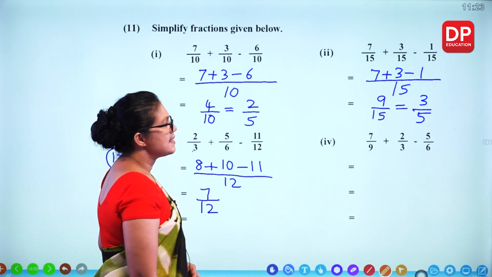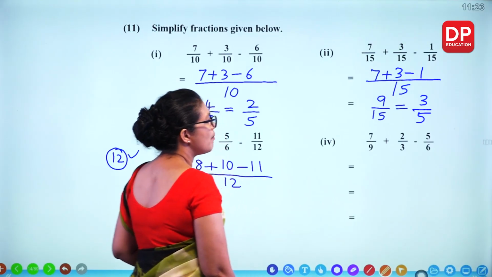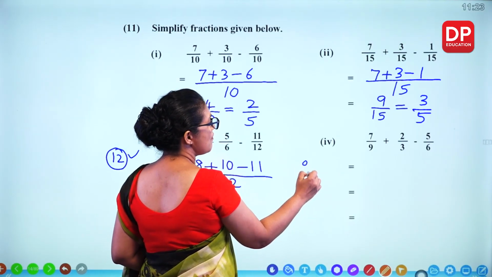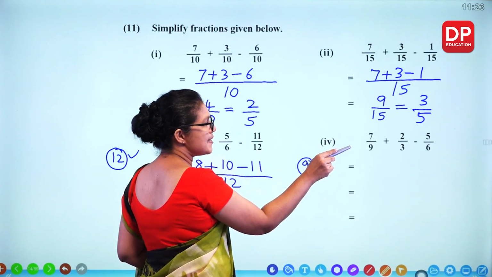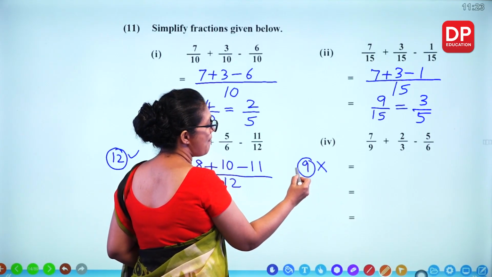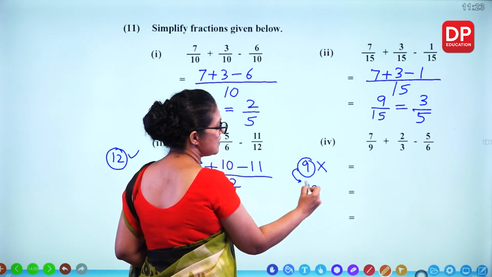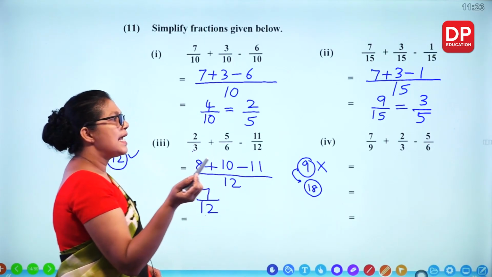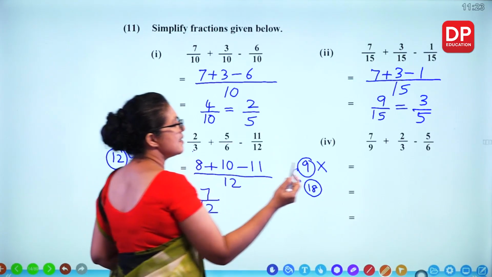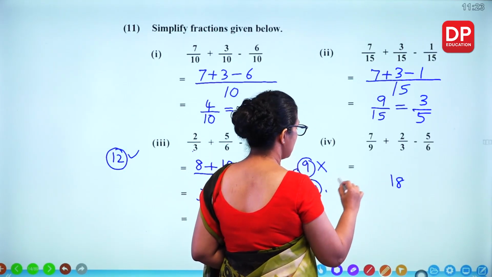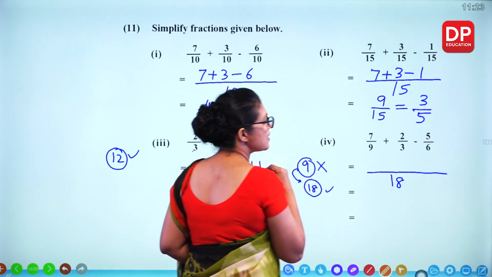This one, 9, 3, 6. What's the lowest common multiple? Take the bigger one and see whether it's divisible. This is not divisible by 6, so you can't take that. Multiple of that, 18 is the next number. 18, it's divisible by 9, 3, 6. So that's the lowest common multiple.